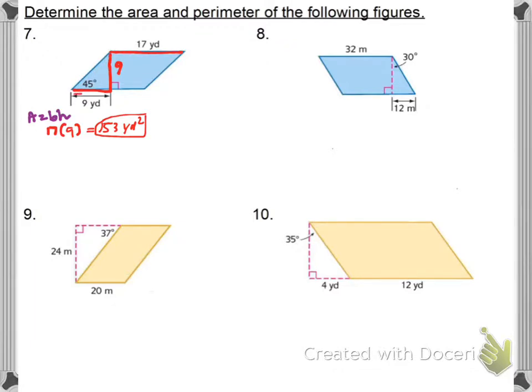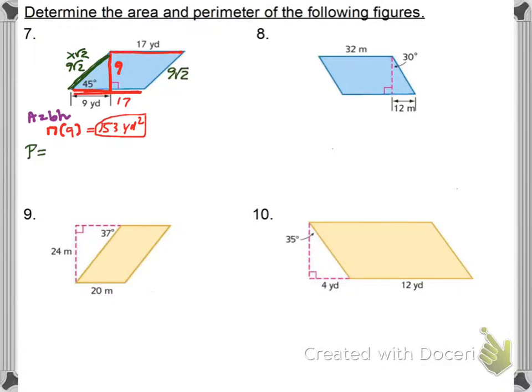Well, I know that this whole side here is also 17. We just need to find this side here. Well, since this is a 45-45-90, this is my x root 2 side, which means that is going to be 9 root 2. Which means the side opposite from it is 9 root 2.